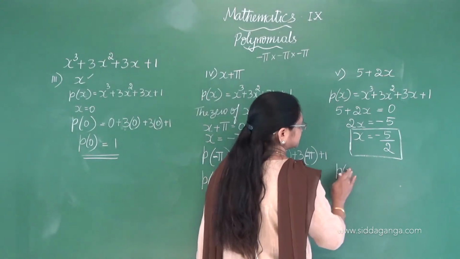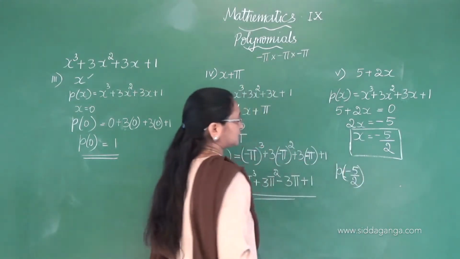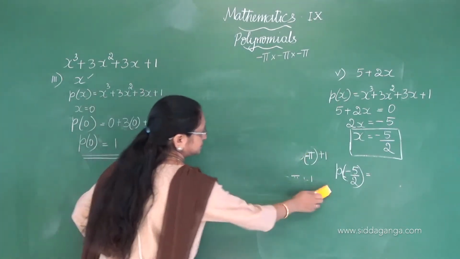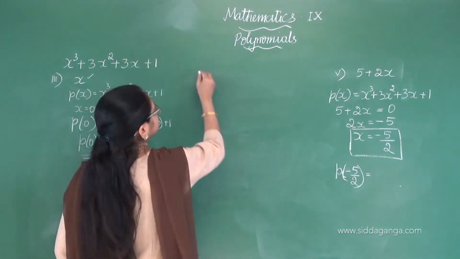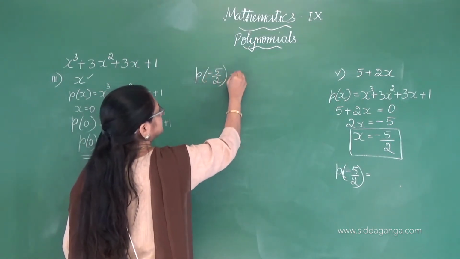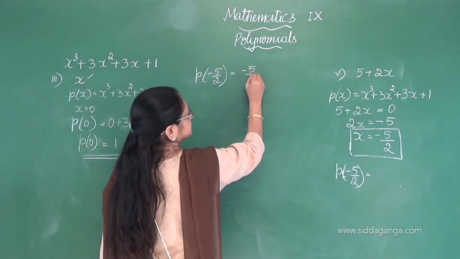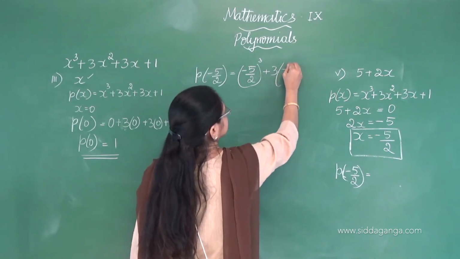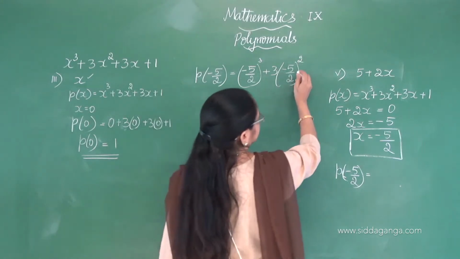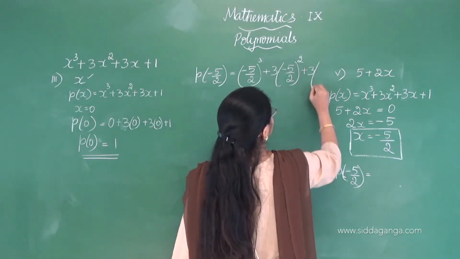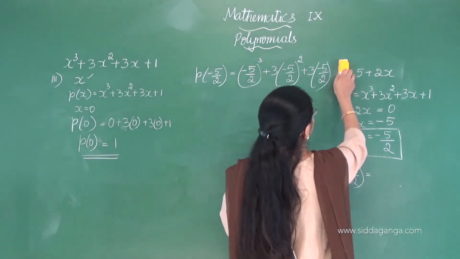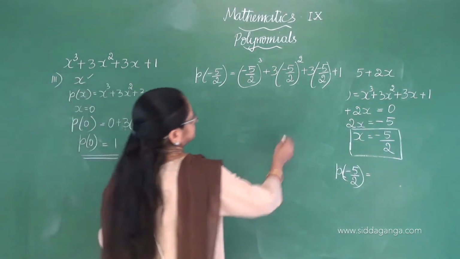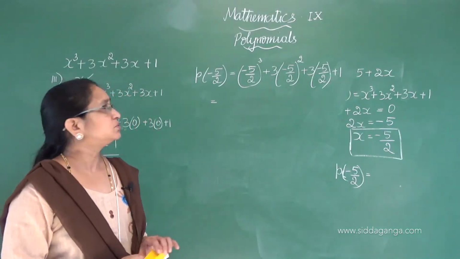Now p of minus 5 by 2 is equal to, I think it's better I will do it here. Now p of minus 5 by 2 is equal to, substituting here, minus 5 by 2 whole cube plus 3 into minus 5 by 2 whole square, then plus 3 into minus 5 by 2, plus 1. Now see here, we will solve this, minus 5 by 2 whole cube.